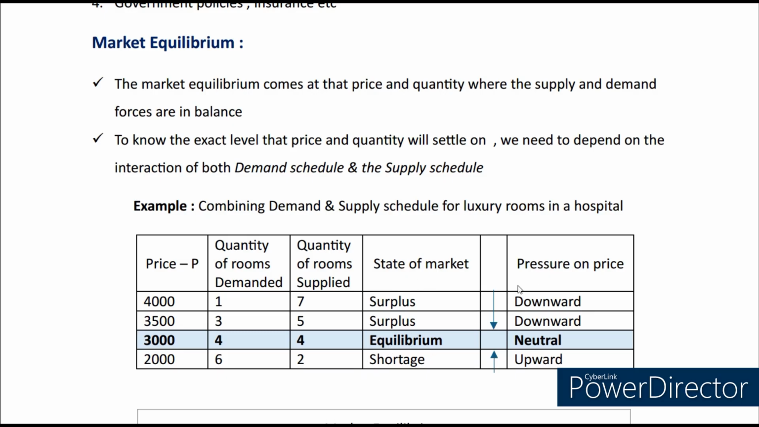Now let's look at the pressure on price. What happens if the demand is less and the supply is more? We need to decrease the price, right? So the pressure will be downward in the first two cases. If the state of market is surplus, we need to decrease the price. But at equilibrium, we don't need to make any change. It has to be neutral. But at the last price point, that is 2,000, where the state of market is shortage, that means demand is more, but the supply is less. Here we have the chance of increasing the price. So the pressure on price will be upward.